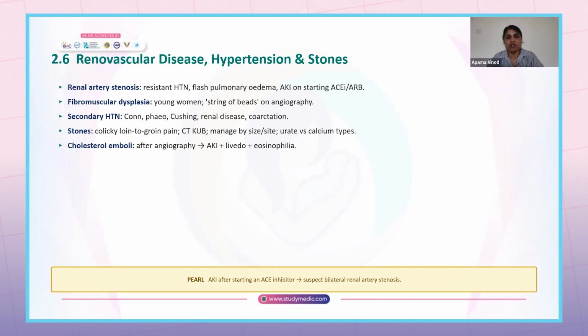Cholesterol embolism: after angiography, if the patient presents with AKI with livedo reticularis and eosinophilia, you should think about cholesterol embolism. So the clue here is, if there is an AKI within a week or a few days of starting an ACE inhibitor, you should suspect bilateral renal artery stenosis. Okay, the key is bilateral here.